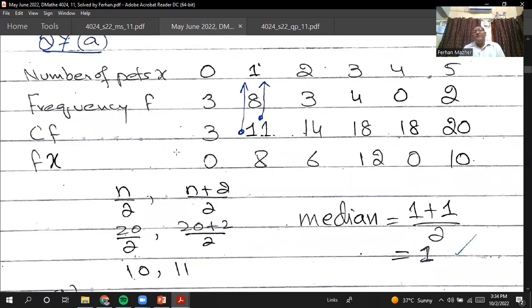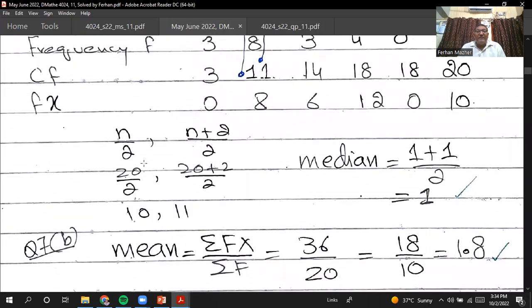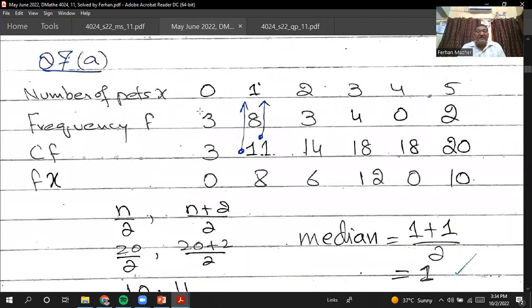So the median will be 1 plus 1 divided by 2. And that will be 2 by 2, and that will be 1. So the median score is 1. Then they ask us to find out the mean. For finding the mean, I will find the fx.